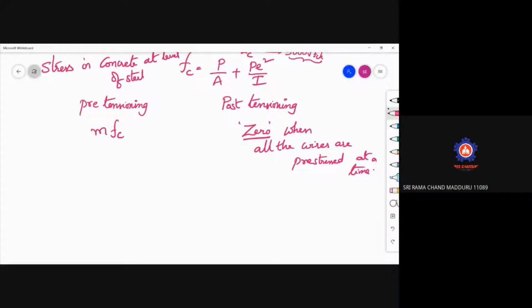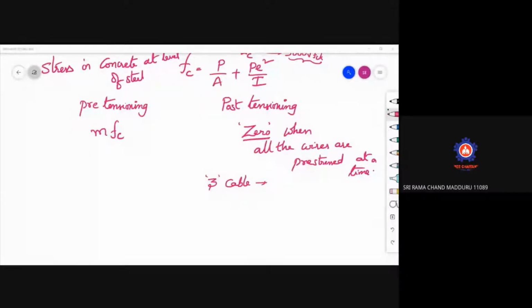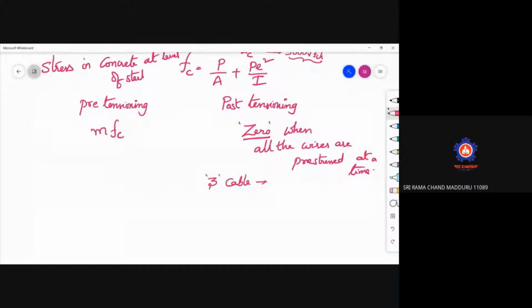That means you have 3 cables, and these 3 cables are stressed at one time. So the 3 wires got stressed at one time, then the loss due to elastic shortening will be considered as 0. Whereas coming to the next one, in the second case, the cables are stressed one by one. That means we call it successive tensioning.